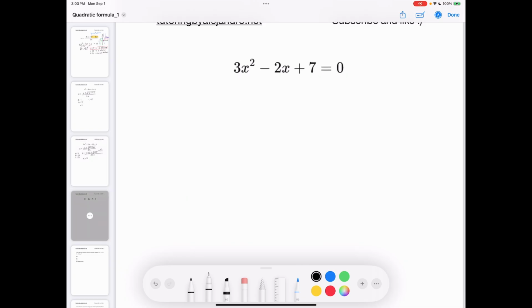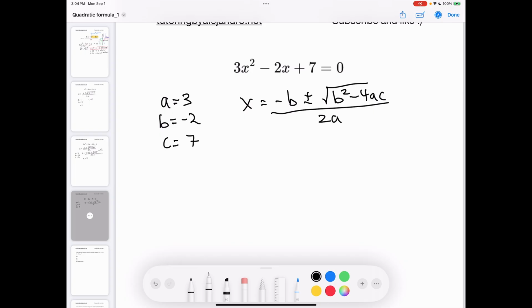Okay, so let's look at another example, this time with no real solutions. So here, a is equal to 3, b is equal to negative 2, and c is equal to 7. So if you recall the quadratic formula, hopefully you've memorized it by now. Here we go.